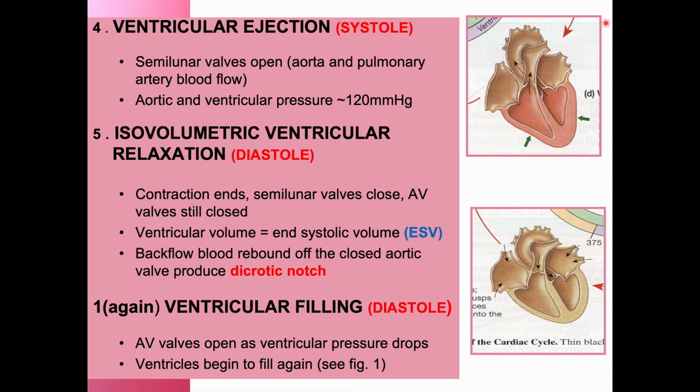Okay. Now coming to this, after this ventricular ejection, the isovolumetric ventricular relaxation is taking place. That is the diastole. In that time, the blood that is present in the ventricle we call end systolic volume. So in this phase, what happens? The atrioventricular valve will open as ventricle pressure drops and the ventricle begins to fill again.